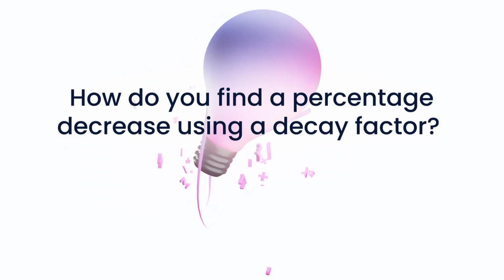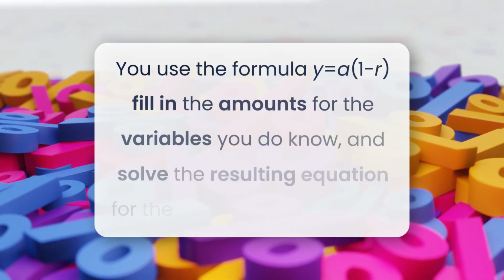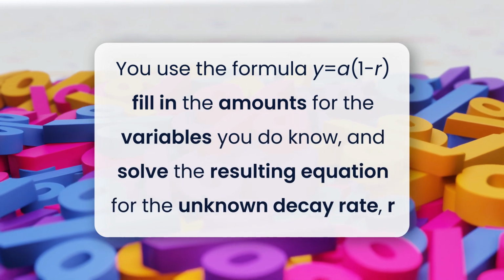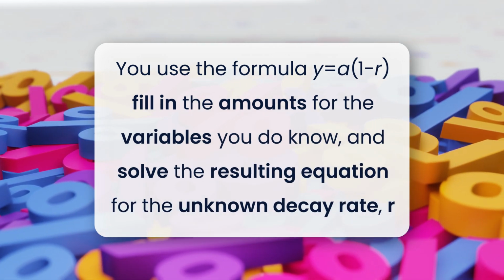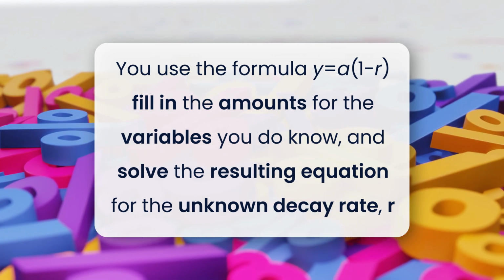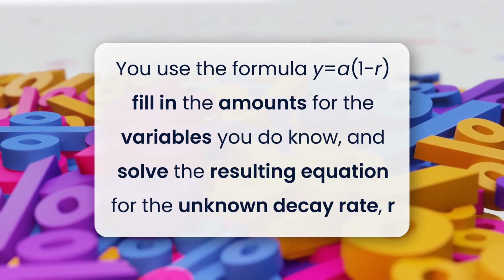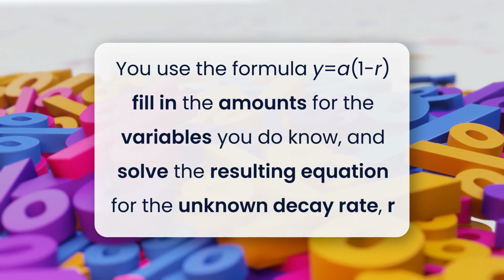How do you find a percentage decrease using a decay factor? You use the formula y equals a times the quantity 1 minus r. Fill in the amounts for the variables you do know, and solve the resulting equation for the unknown decay rate, r. Let's look at an example.